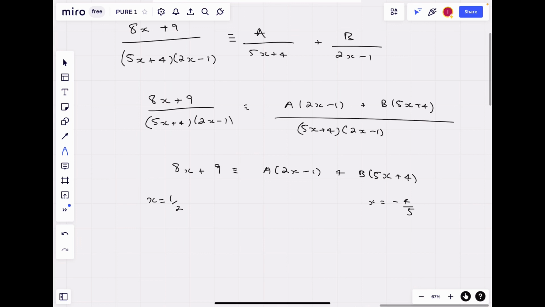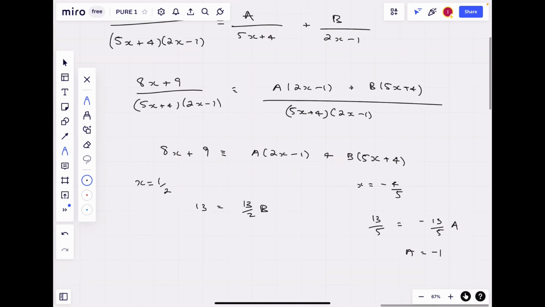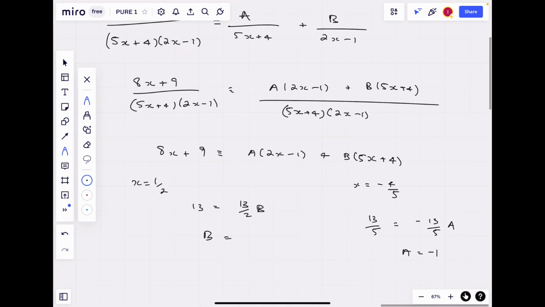When you substitute those in, when x equals a half, you end up with 13 over 5 equals minus 13 over 5a. So a is minus 1. And when you have x equals minus 4 over 5, that is for this one. You get 13 equals 13 over 2b. So b equals 2.